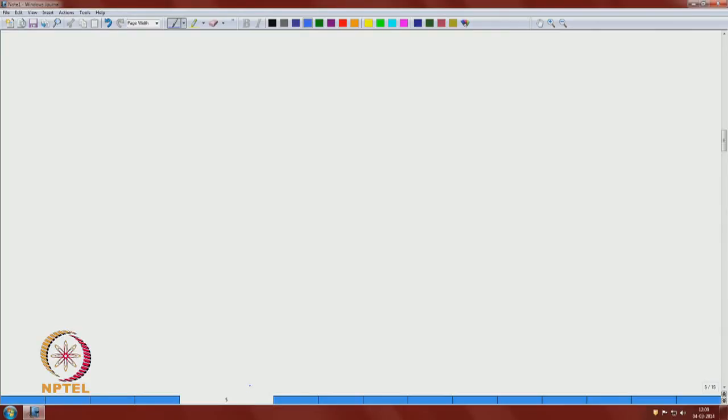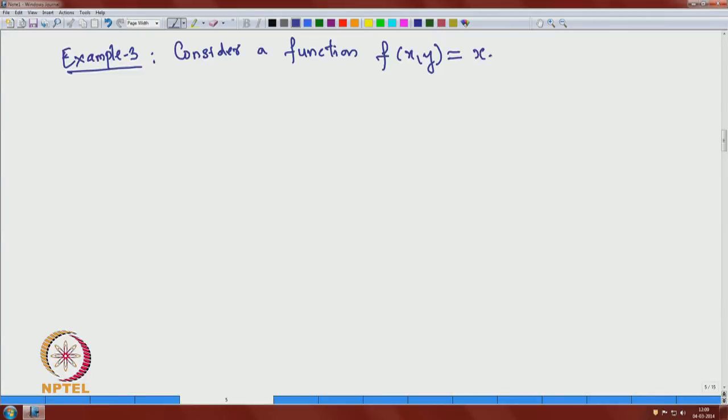And we now see a function which is not Lipschitz. So, an example of a non-Lipschitzian function. So, example 3. Consider a function f(x, y), a function of two variables, which is given by x into square root of y. So, x into square root of y, and suppose that this is defined on a domain where x varies from 0 to 1 and y varies from 0 to 1.